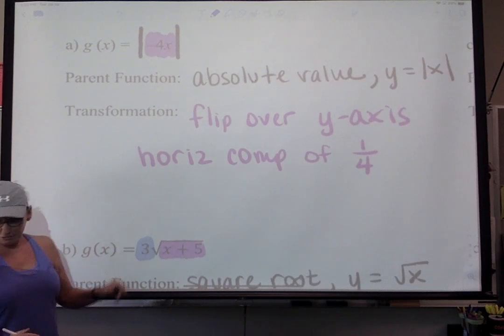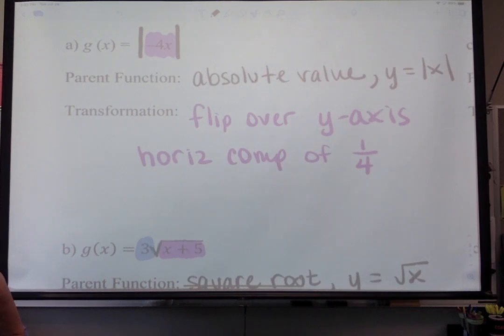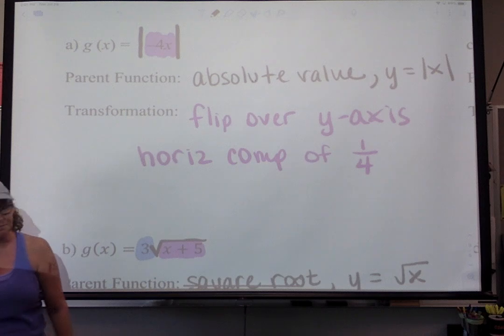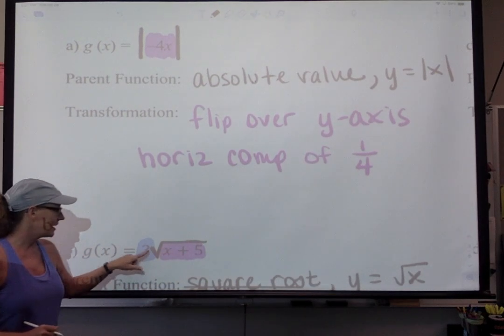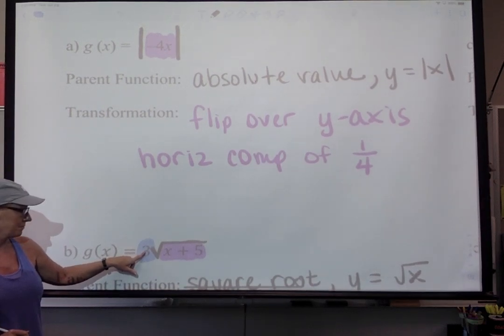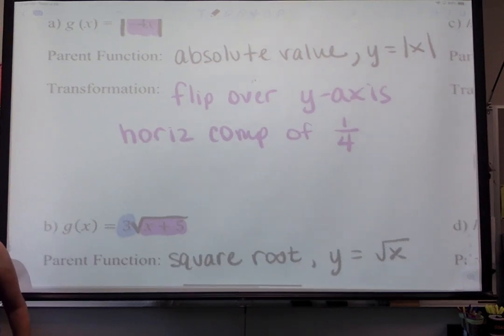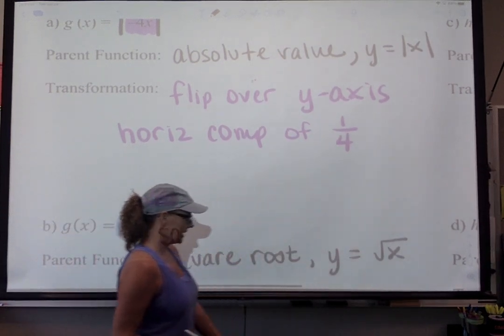Next one, this is the square root function. So anything inside the root, I would color pink. So notice what I've done. This is all pink. This is inside. This is outside. This is blue. The name is the square root function. This is what the parent function looks like.